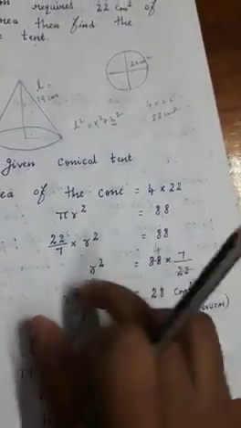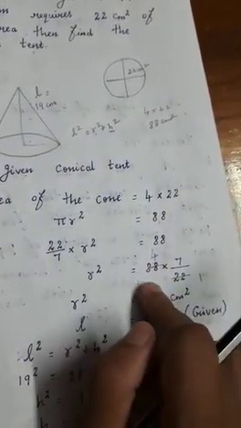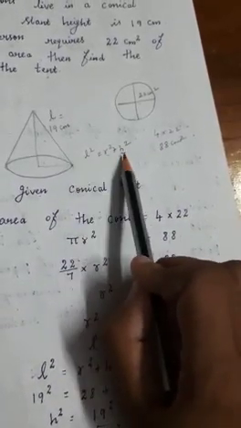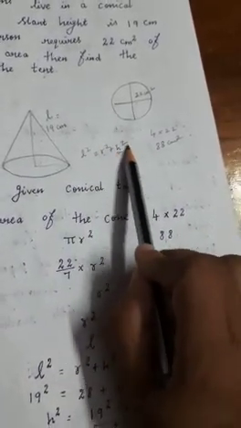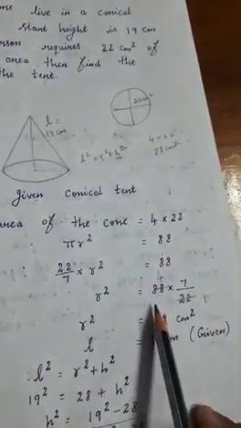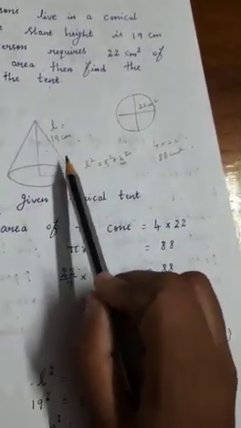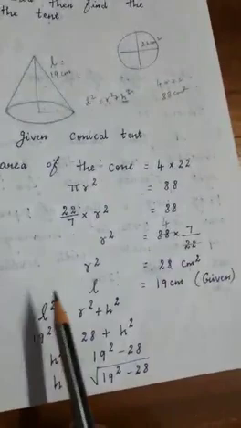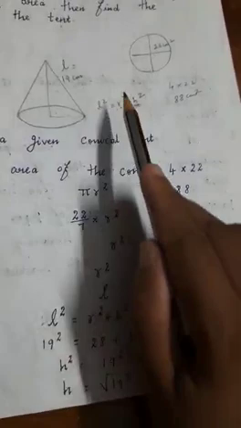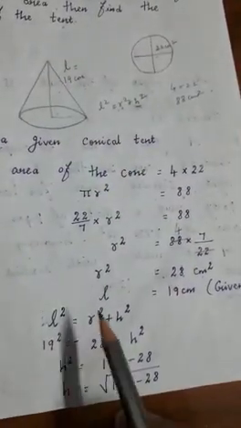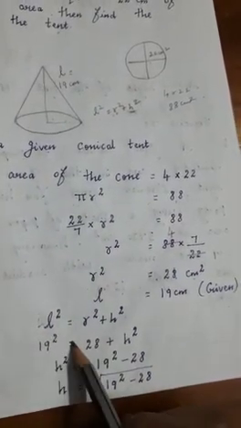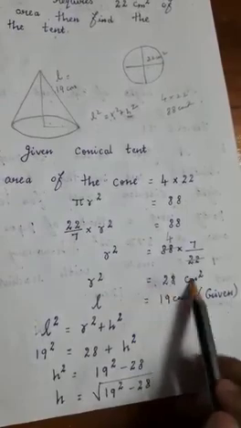You can keep the R value like that, no need to find the R value, okay, because your formula is L square is equal to R square plus height square. We are going to use the slant height formula, because we need only the height of the conical tent. Radius, R square, now we found it. L you know, so L square means 19 square. Then you can find out the height value. So write the slant height formula: L square is equal to R square plus height square. L is equal to 19, L square means 19 into 19, that means 19 square is equal to R square, now we found it, so 28.